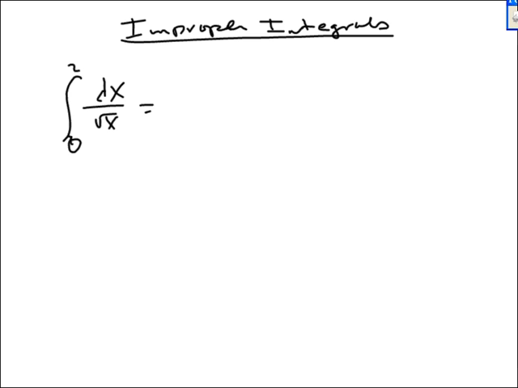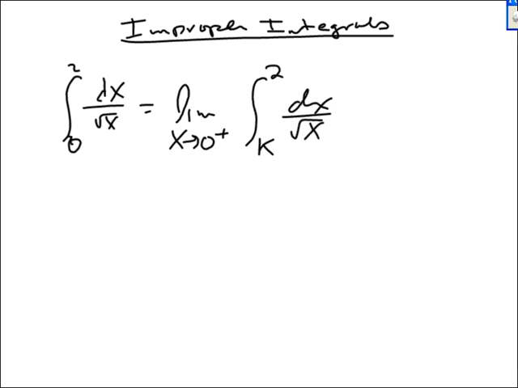So what you're going to do is, instead of integrating from 0 to 2, you're going to integrate from k to 2. And then you're going to take the limit as k approaches 0 from above. Why from above? Because you're going from 0 to 2. You're always going to be above 0. If you're not 0, you're just above it. You're getting closer and closer to 0 from above. If you are integrating from negative 2 to 2, maybe we'll do that problem next, and that will be slightly different.